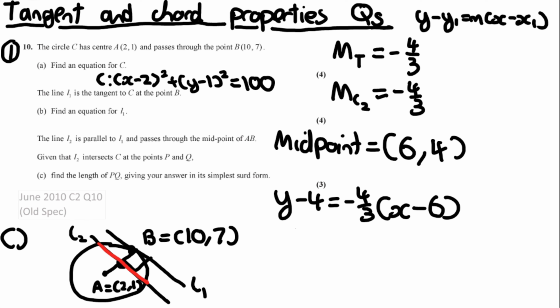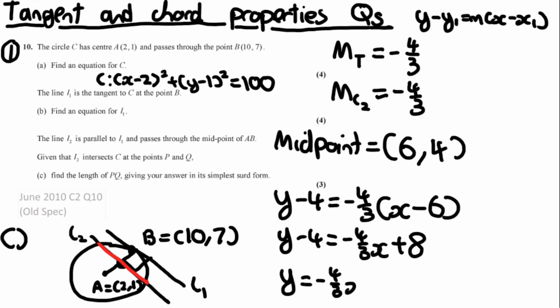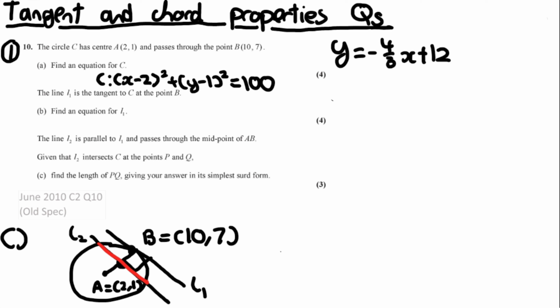Now we need to sub this into the equation of the circle. So to do this, I'm going to make y the subject. First of all, I'm going to expand the brackets to do y minus 4 is equal to minus 4 over 3 x plus 8. And then I'm going to move the minus 4 onto the other side to do y is equal to minus 4 over 3 x plus 12. I just ran out of some space there, so I had to clear some stuff. So now we sub this into the equation of the circle in order to get the point of intersection.